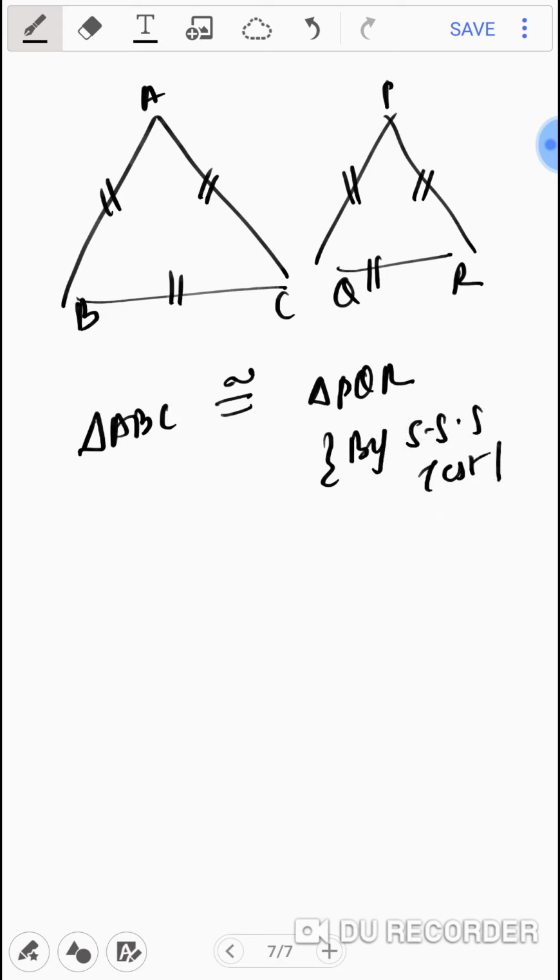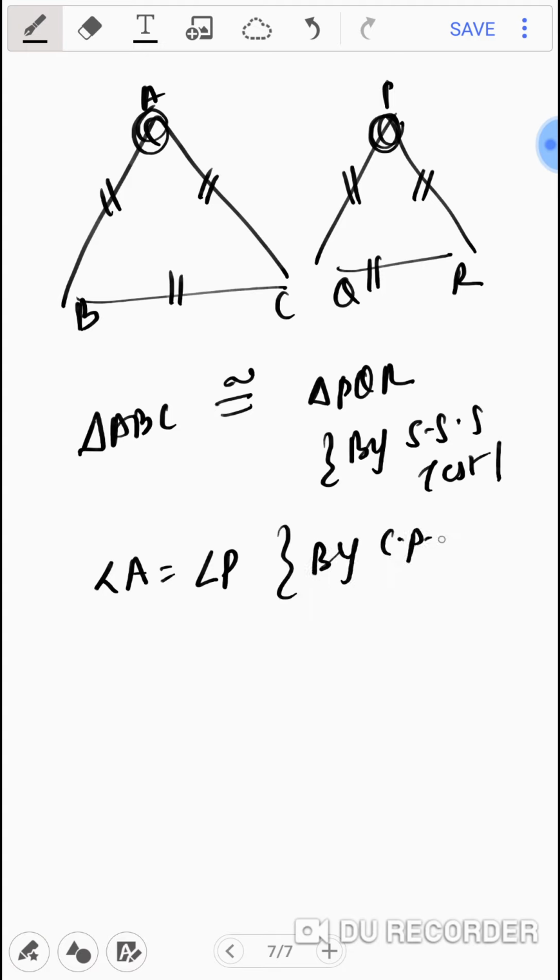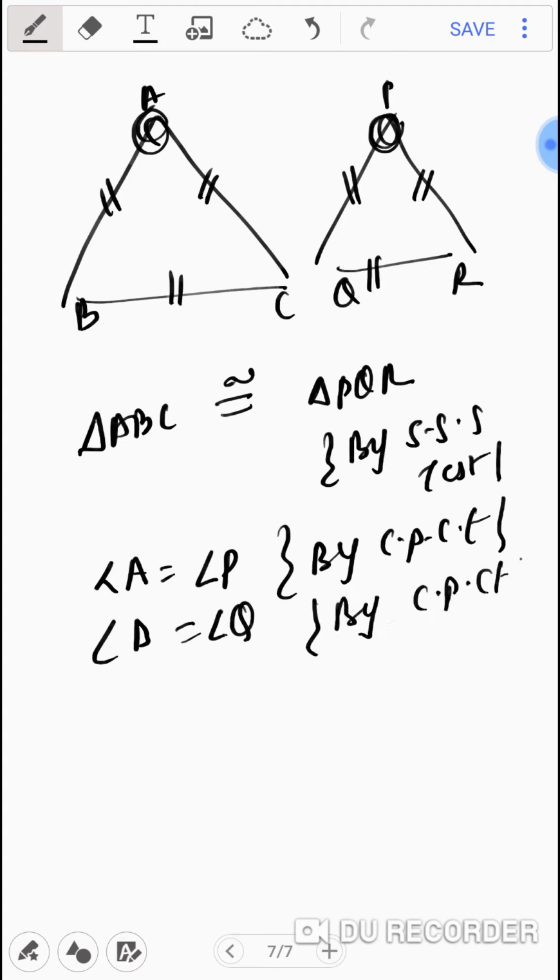So once they are congruent, any angle will be equal to the corresponding angle. Getting my point clear? So we can write angle A is equal to angle P by CPCT. Or you can write angle B is equal to angle Q, again by CPCT. Or you can write angle C is equal to angle R by CPCT. What is CPCT? Congruent parts of congruent triangles are equal.